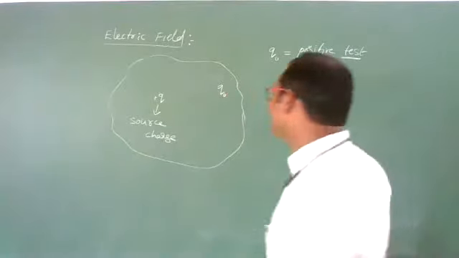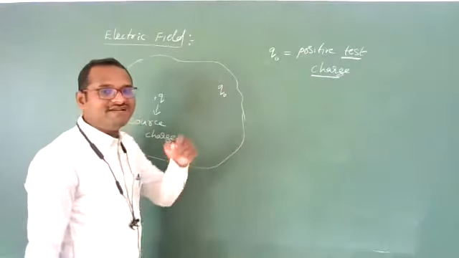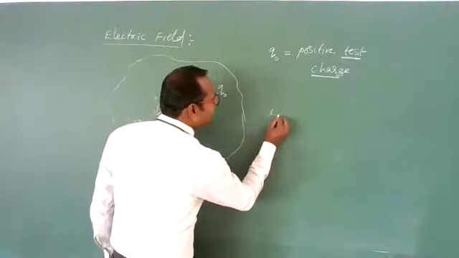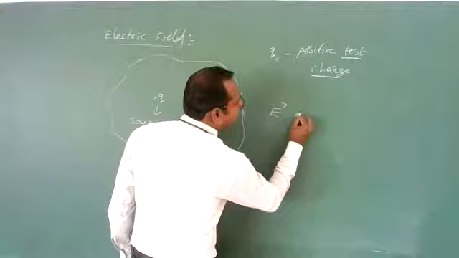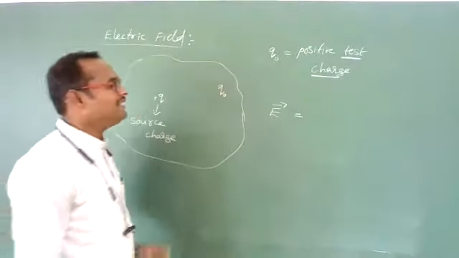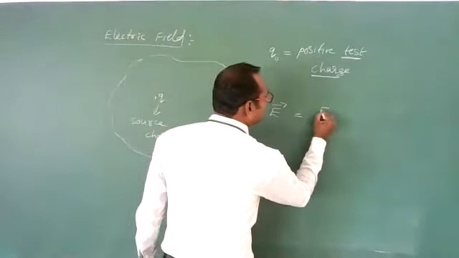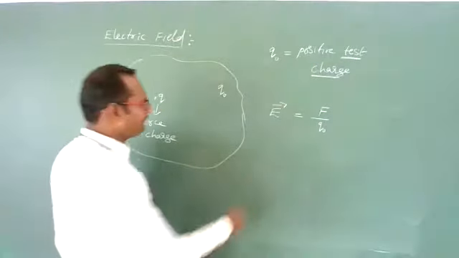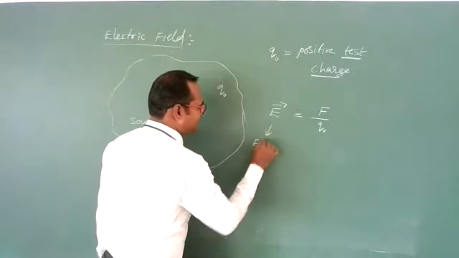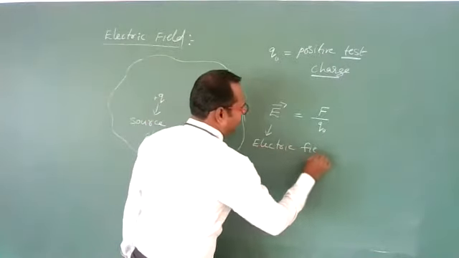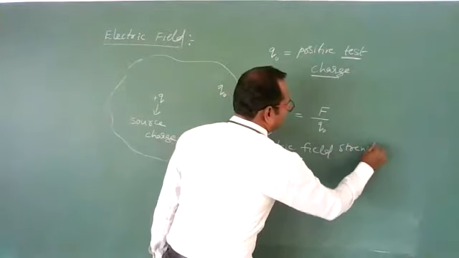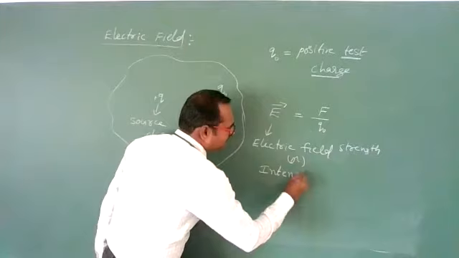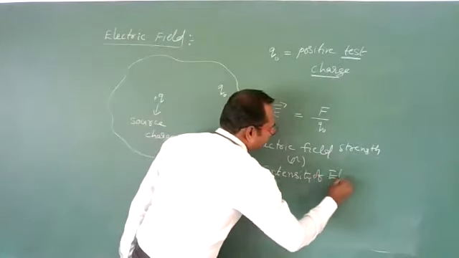Q naught. Now, electric field strength or electric field intensity will be defined like this. Between these two charged particles, a force will be there, and that force per unit positive test charge is called the electric field strength. Okay. Yes. So this we call electric field strength, or it is also called the intensity of electric field.